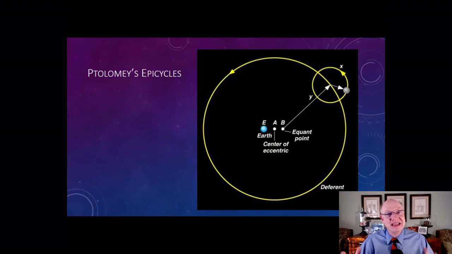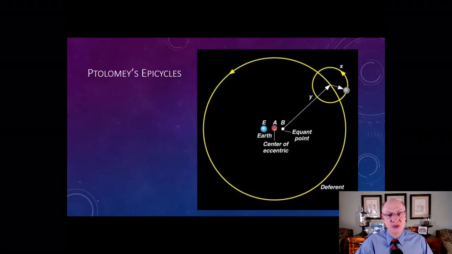Now, to get into the details a little bit, we won't get into too much detail. In order for Ptolemy to be able to accurately model the positions of the planets in the sky, because after all, that's what he was trying to do, he would see the planets moving through the sky and wanted to understand what was causing their motion so that he could predict where they would be in the future. He had to do a few things.